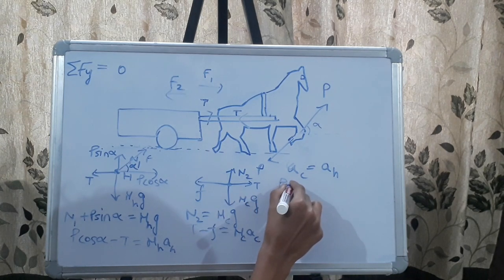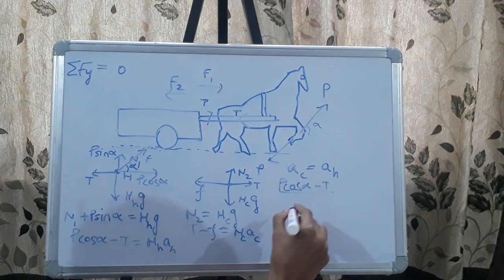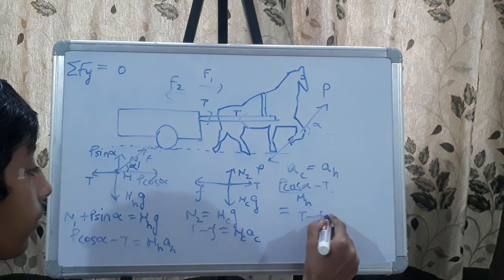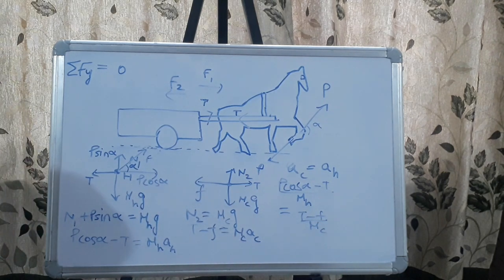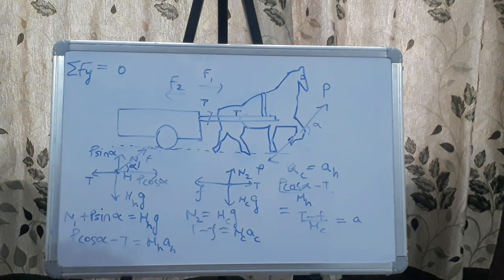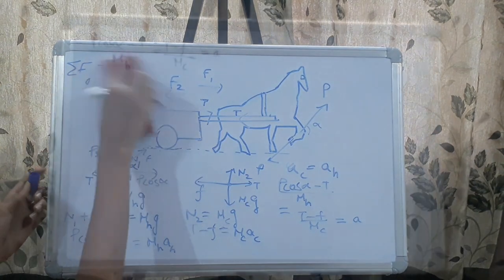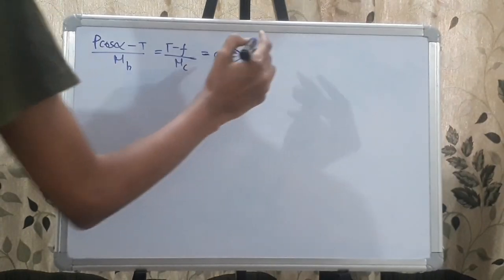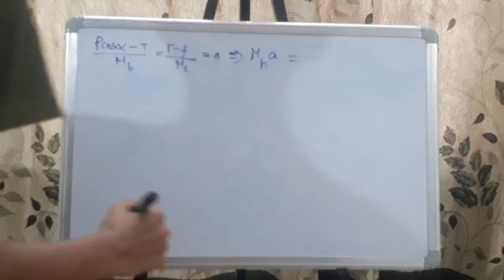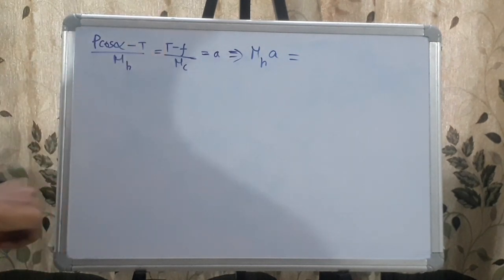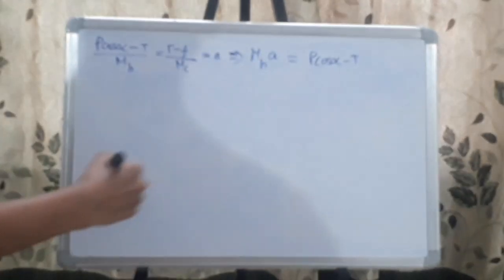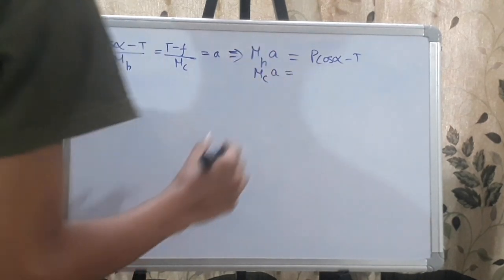So I can say that (P cos alpha minus T) divided by MH is equal to (T minus F) upon MC. And now let me call this common acceleration A. So the common acceleration is just AC, which is equal to AH. Now let me just erase this diagram. So from here we can say that MHA is equal to P cos alpha minus T, and MCA is equal to T minus F.